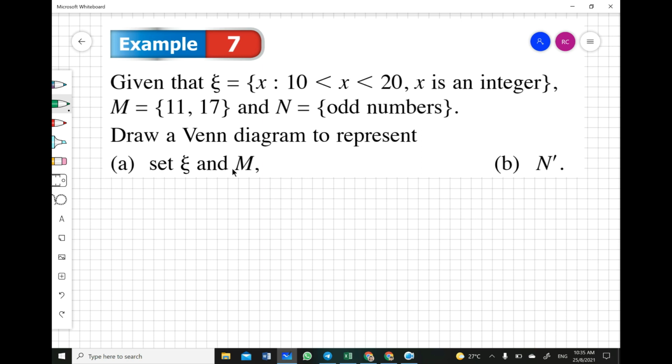So what do we do here? First thing, you need to list the elements of the universal set.